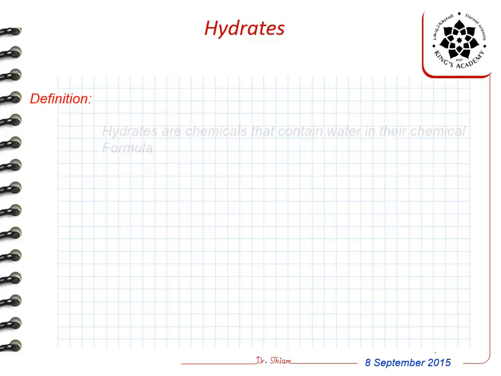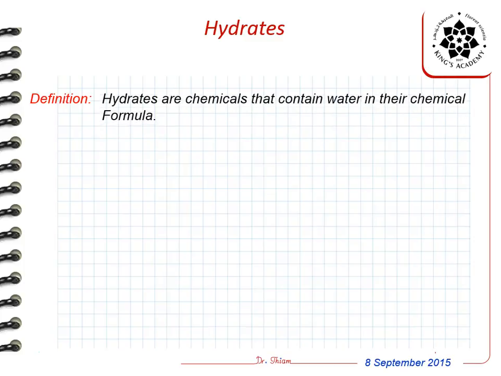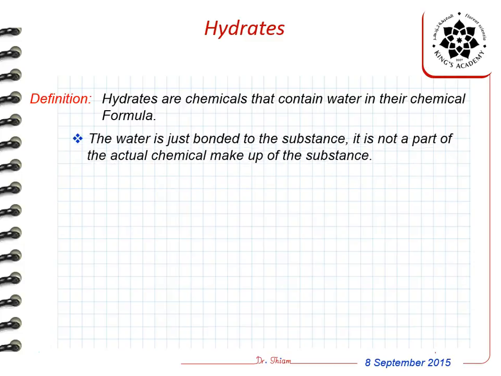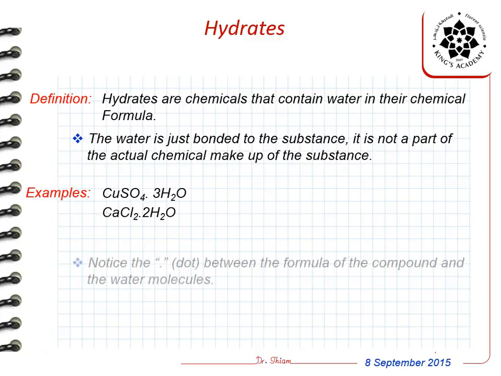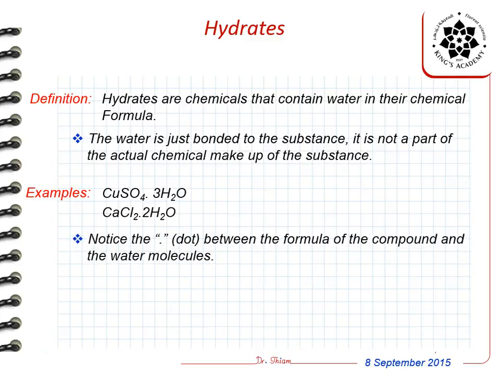So hydrates. What are hydrates? Here is a definition. These things contain water in their chemical formula. Now the water is just bonded to the substance. It is not actually part of the chemical makeup of the substance. It is just bonded to it. For example, CuSO4 dot 3H2O, CaCl2 dot 2H2O, both of these are hydrates. Again, the dot there simply means that the water is bonded to the copper 2 sulfate or the calcium chloride.